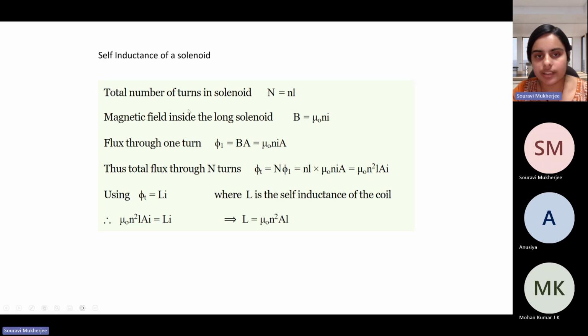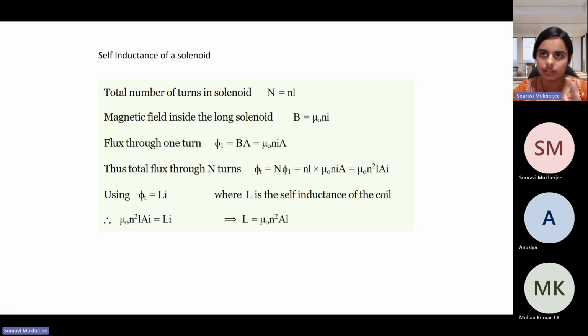Okay. So now, if you know how the field is, can you calculate the self-inductance of a solenoid? Now, what is self-inductance? Whenever you have a solenoid, there's a field inside, so there'll be some field lines coming in, right? So there'll be a flux associated with the solenoid. So what is the flux? Through one turn, flux is given as the field intensity into the area, right?